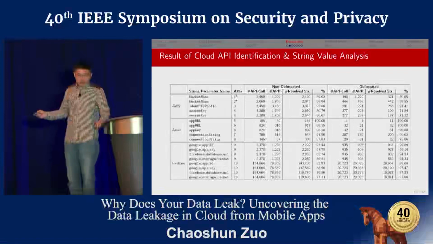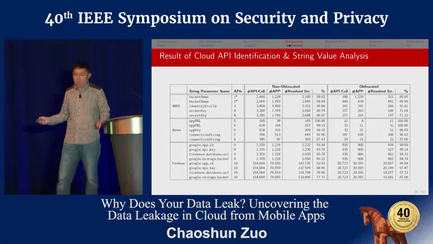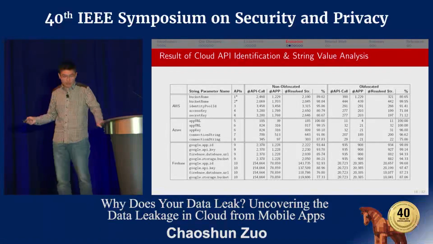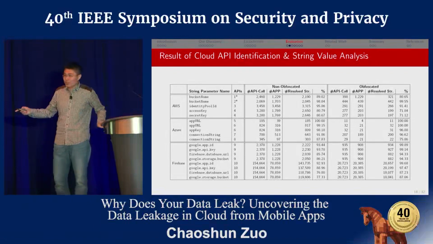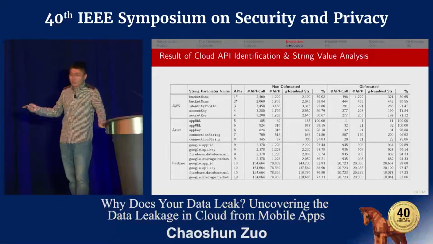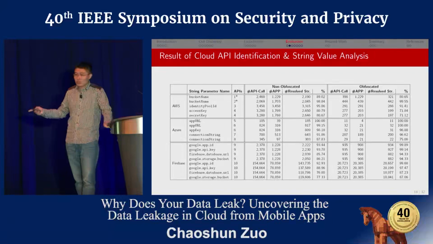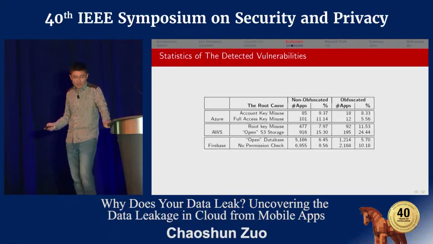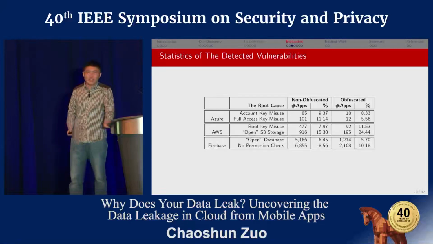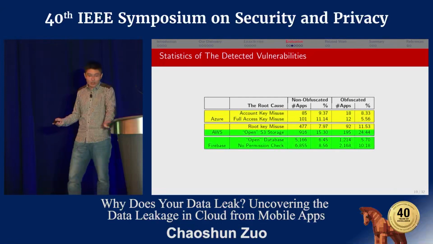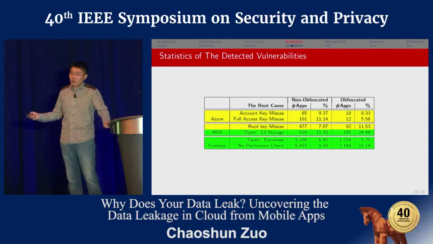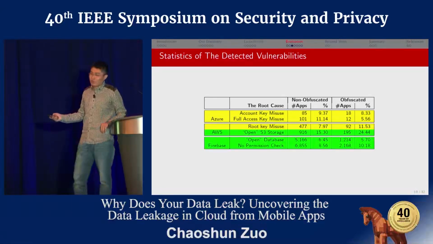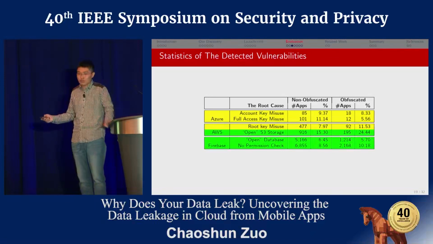And here are some results of the cloud API identification and string value analysis. From the last column, we can see that the string value analysis module can get most of the keys. For the vulnerability detection, in total, we detected 6 different kinds of vulnerabilities. And the first 3 in yellow are key misuse vulnerabilities, and the rest are misconfiguration.